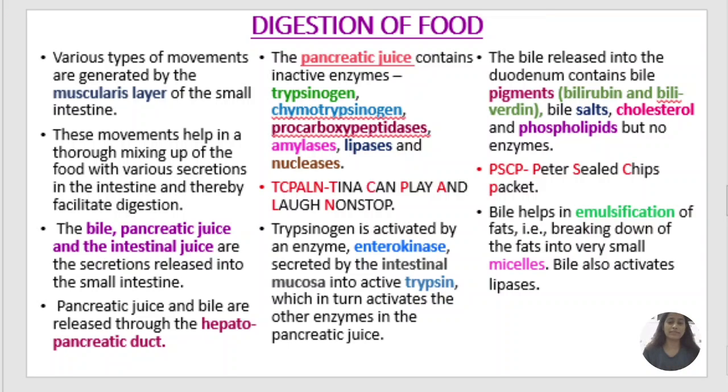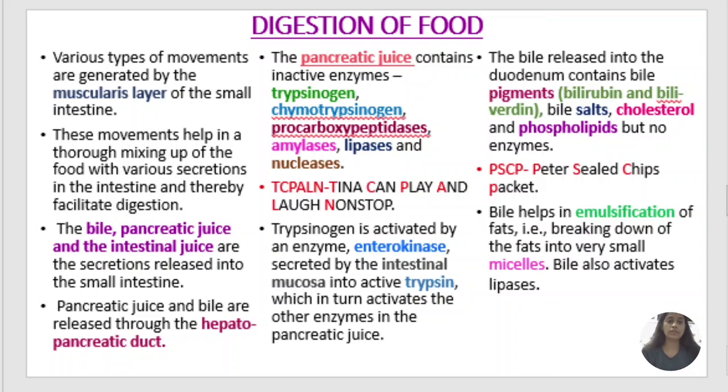So you can remember this by BPI, which is the bile, pancreatic juice, and the intestinal juice are the secretions released into the small intestine. The pancreatic juice and the bile are released through the hepatopancreatic duct. So this common duct, you will have seen that in the image, which was a hepatopancreatic duct.